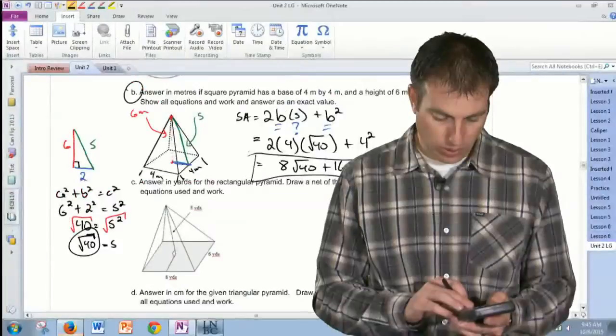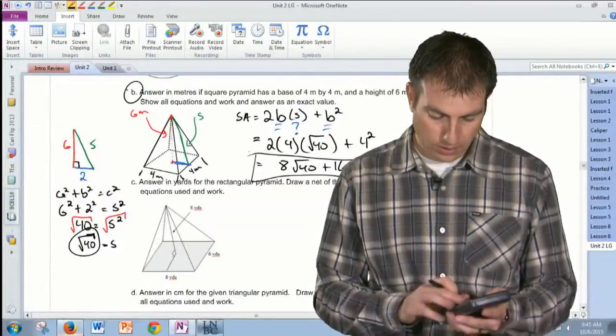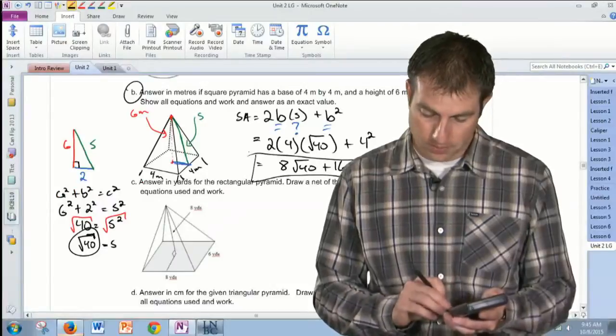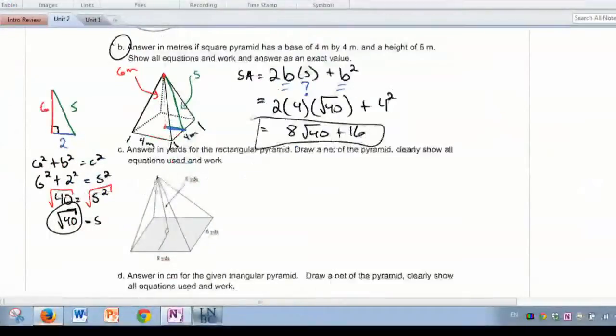So I'm going to take the square root of 40 and multiply it by 8. I'm going to add 16 to it. So I'm going to get 66.59 meters squared, because it's surface area.